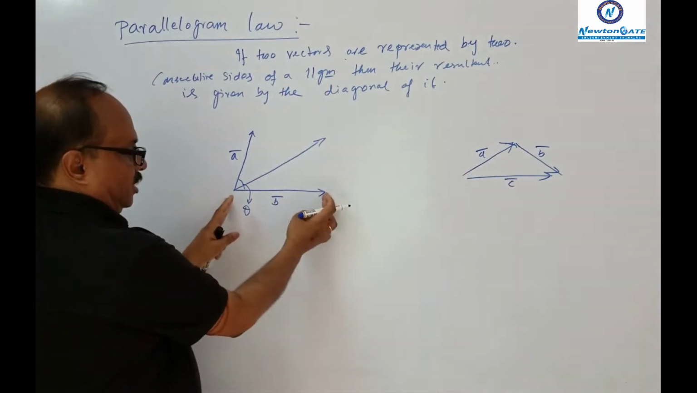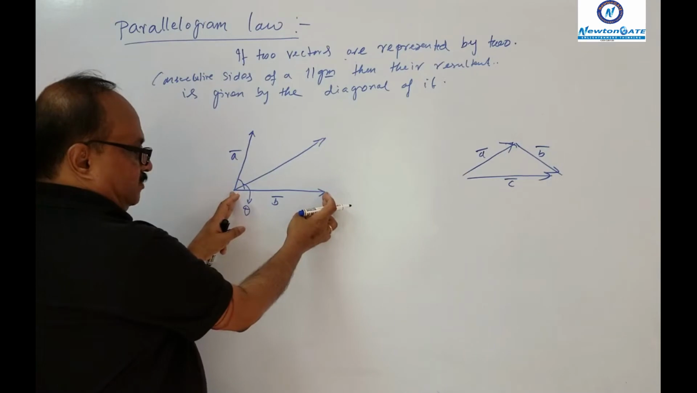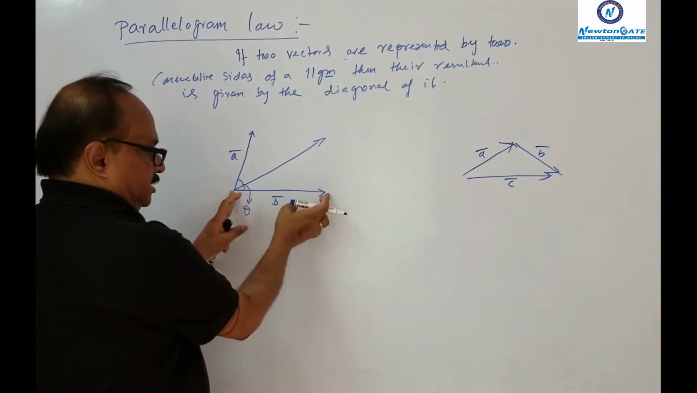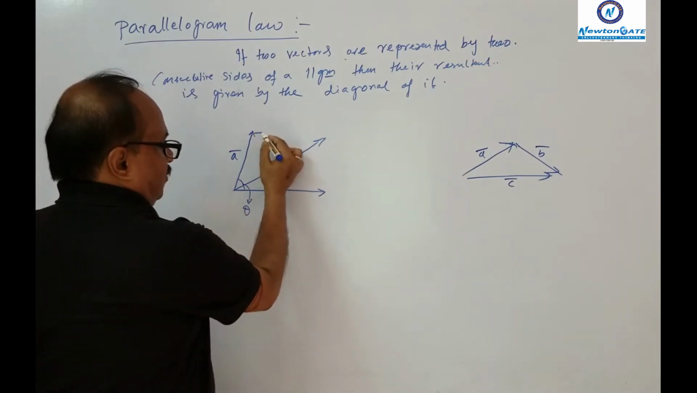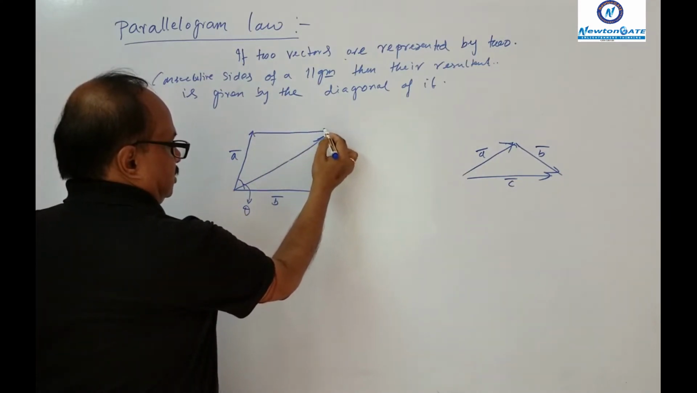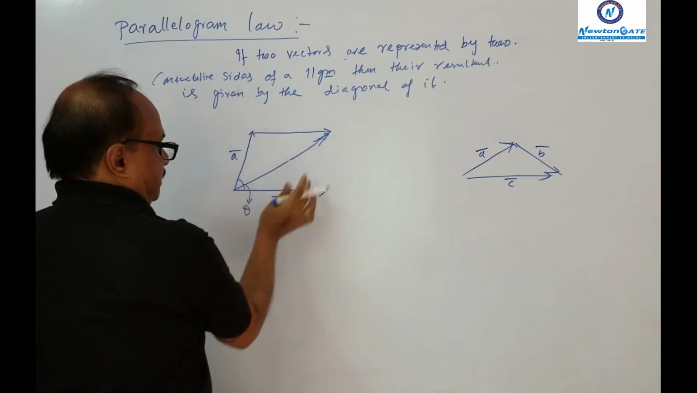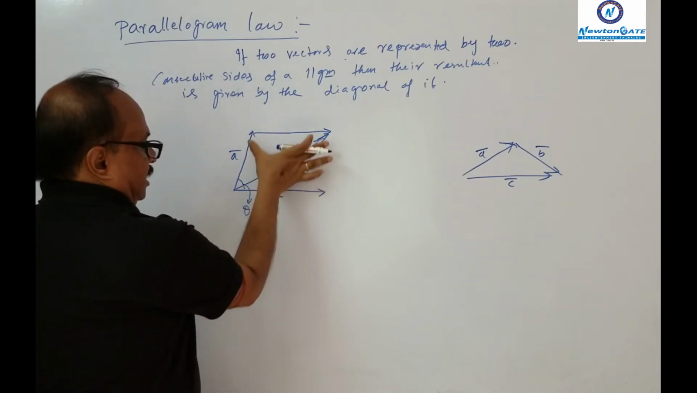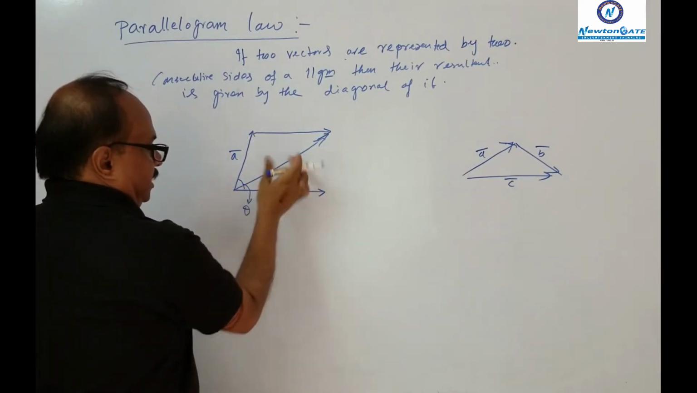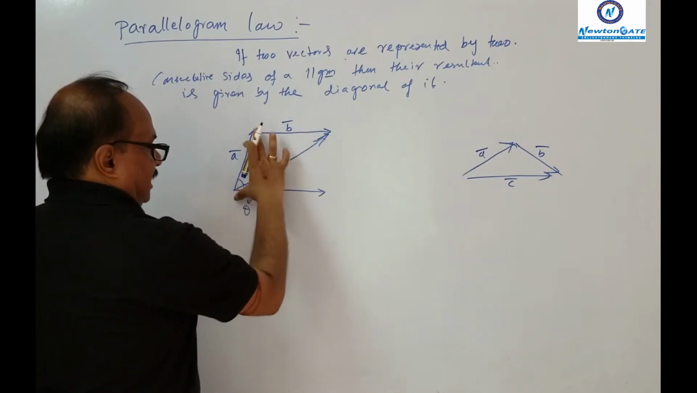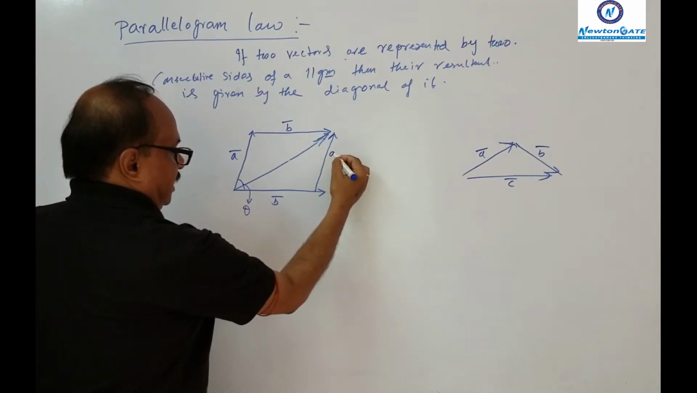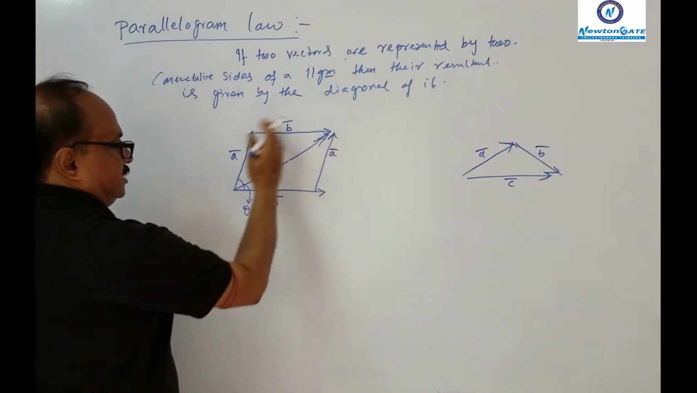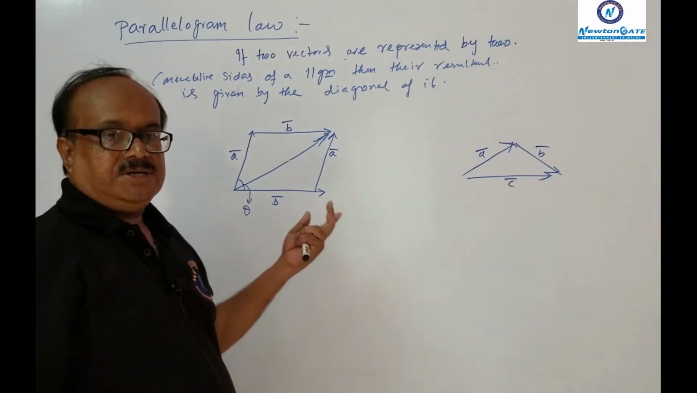See, if I copy paste this vector, click and drag, just copy paste it over here. You see, this is copy pasting this vector over here. That means this is moving parallelly over here. That means this is the B vector. And let us copy paste this one. So this vector is copy pasted over here. This is your vector A. That means you see, our parallelogram is completed.